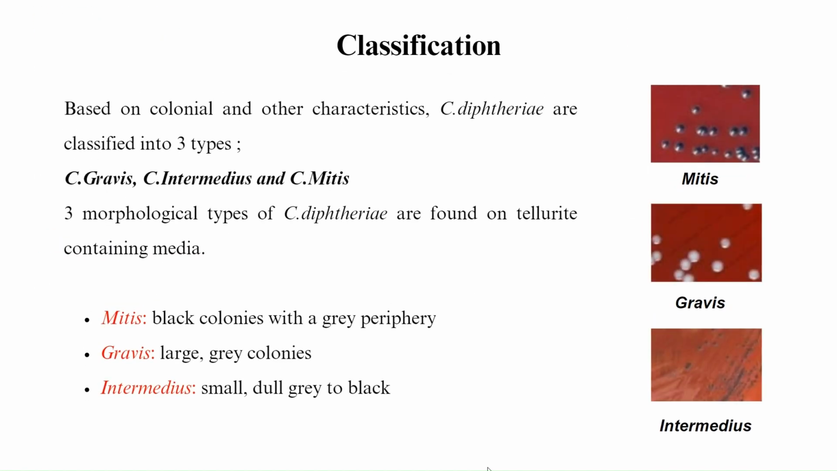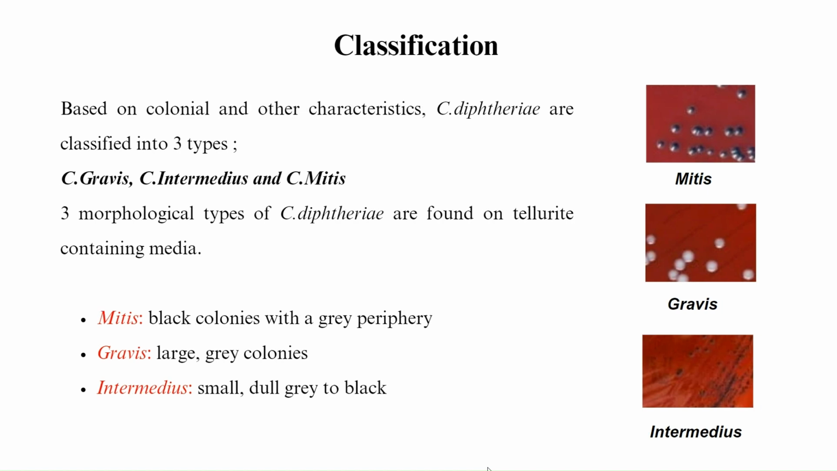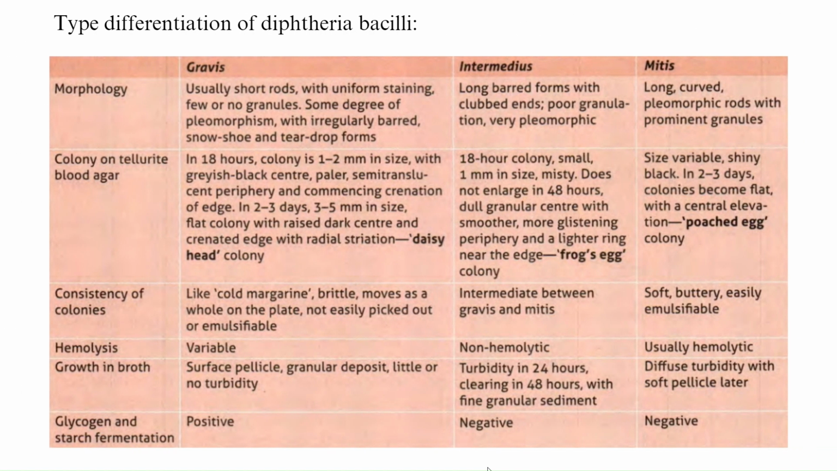Now, we shall see the classification of Corynebacterium diphtheriae. Based on colonial and other characteristics, Corynebacterium diphtheriae are classified into 3 types: gravis, intermedius, and mitis. These 3 morphological types are found on tellurite-containing media. Mitis have black colonies with a gray periphery. Gravis have large, gray colonies, and intermedius have small, dull gray to black colonies. Type differentiation of diphtheria bacilli.